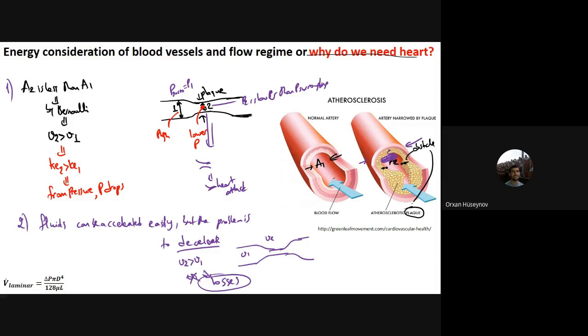When you decelerate, you will have losses. Deceleration is not efficient. Acceleration is efficient, but deceleration is not efficient.